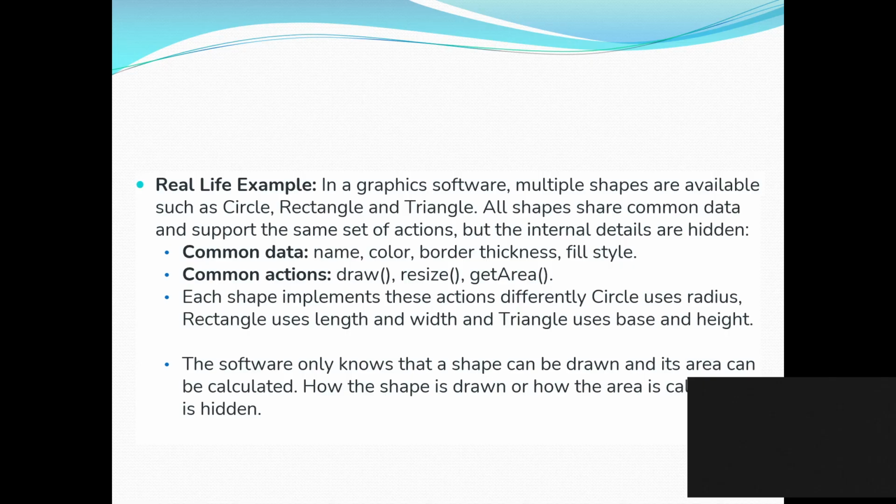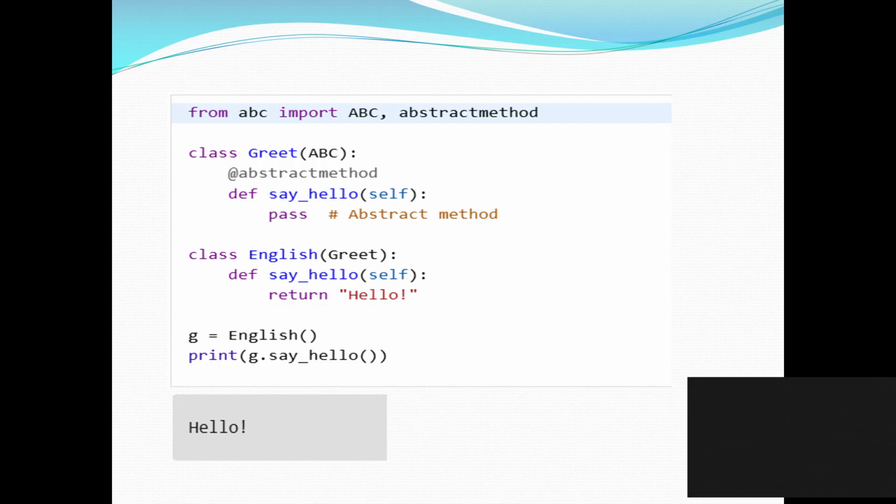Circle uses radius, rectangle uses length and width, whereas triangle uses base and height. So the software only knows that a shape can be drawn and its area can be calculated. How the shape is drawn and how the area is calculated is hidden. Okay, so this is a real life example. This clearly shows how we can implement the abstraction pillar.